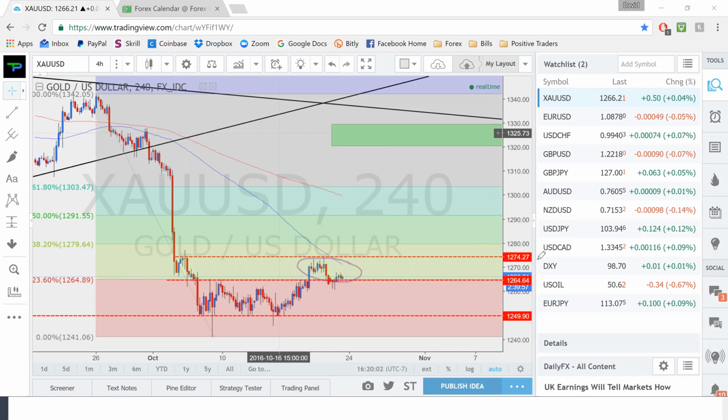If it breaks obviously above 1274, then we're going to be buyers. But if it can sustain a break below 1264 and continue heading down, then we're going to be looking to sell, because then that's back in this range, which we've already talked about. We aren't interested in playing around in this range. We're only trying to either buy a breakout to the top or sell a breakout to the bottom.